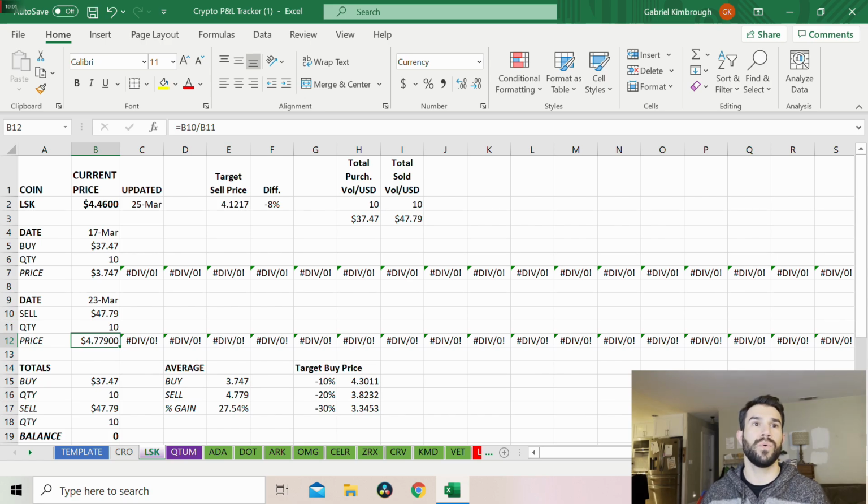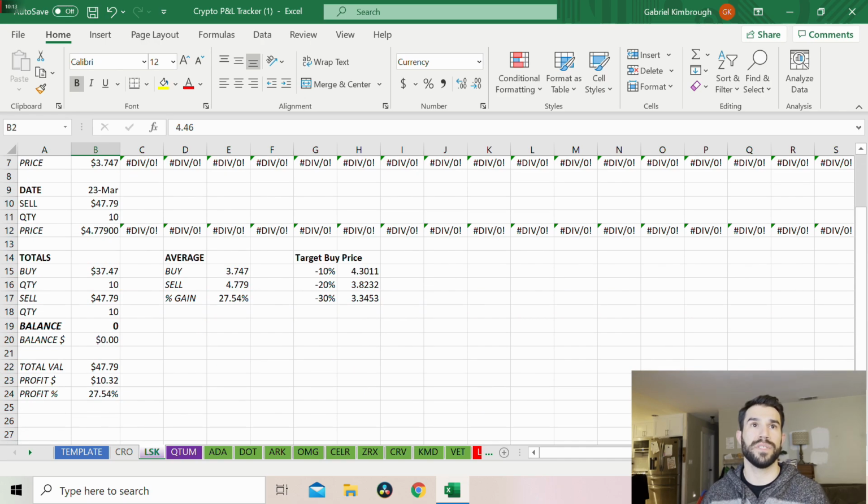So I actually sold at 4.779, higher than what it's at currently. But it was down, you know, I could have bought back in yesterday. And that's kind of my goal, is swing trading.